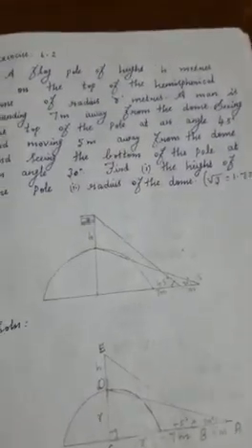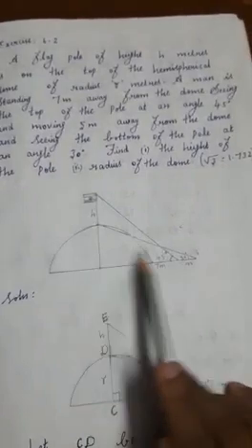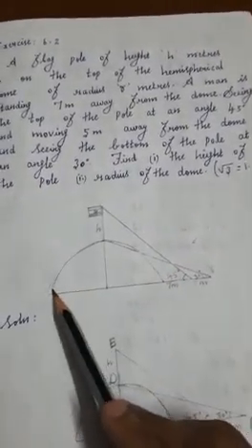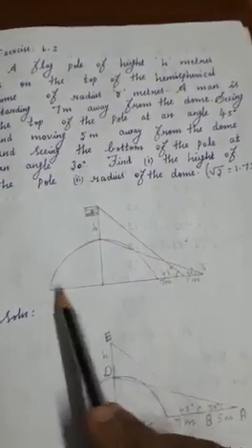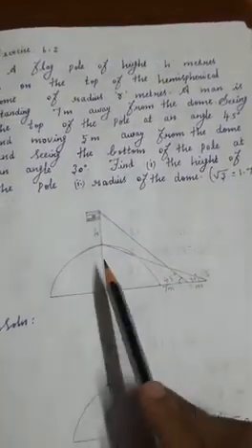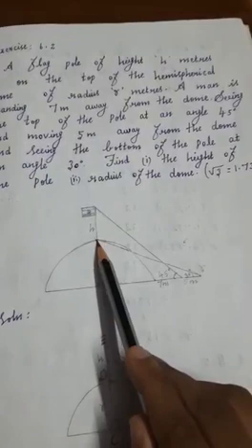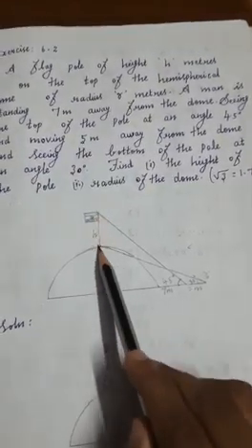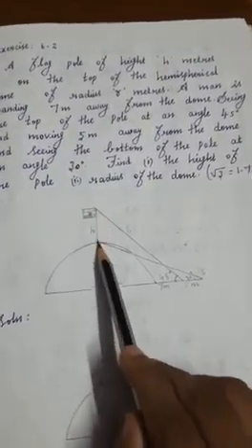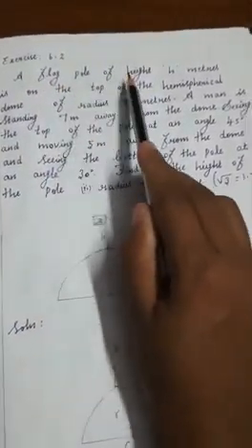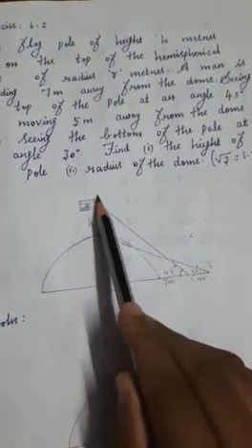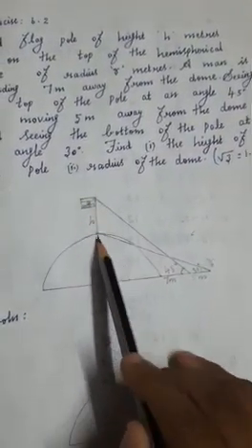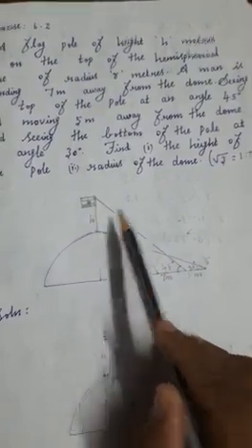So in our question, what they have given, the question itself has a diagram. See here, one hemispherical dome. On the top of the hemispherical dome they have fixed one flagpole. So see here, a flagpole of height h meters. This is the pole, and this height they have given, h meters.